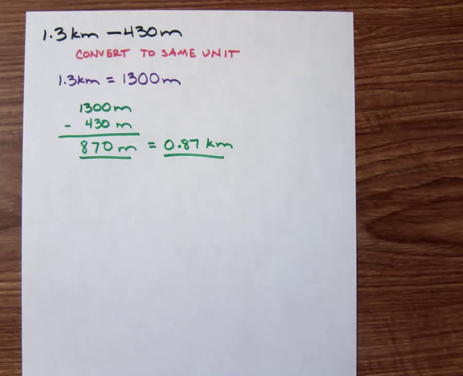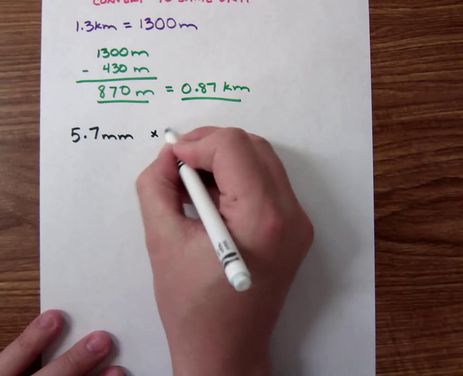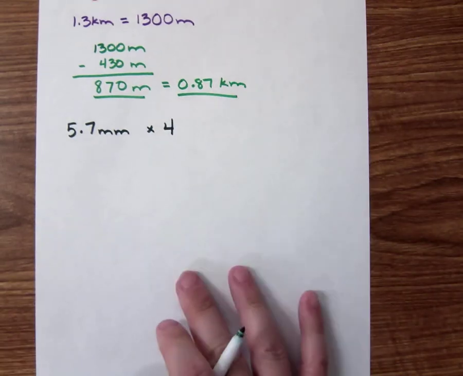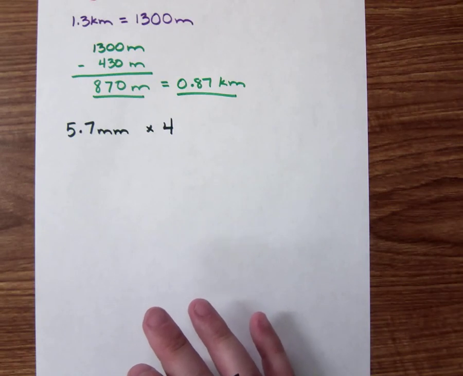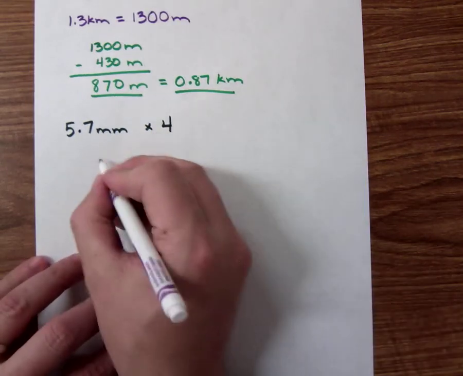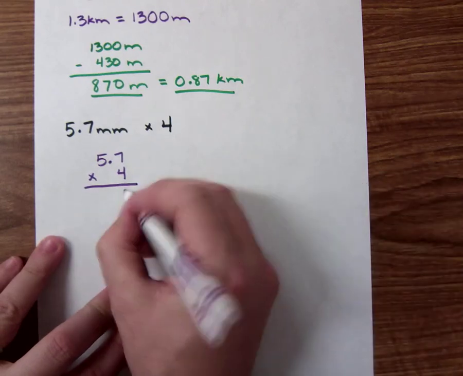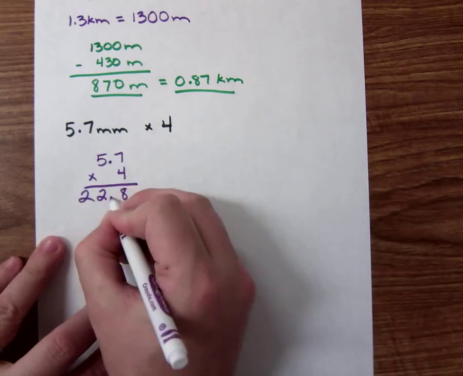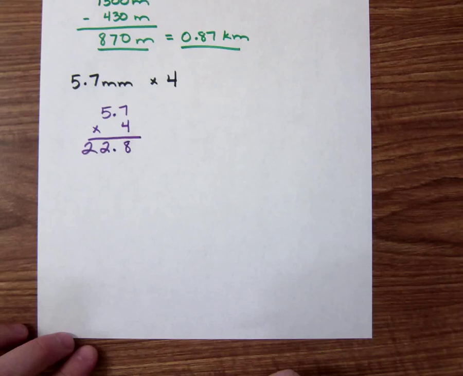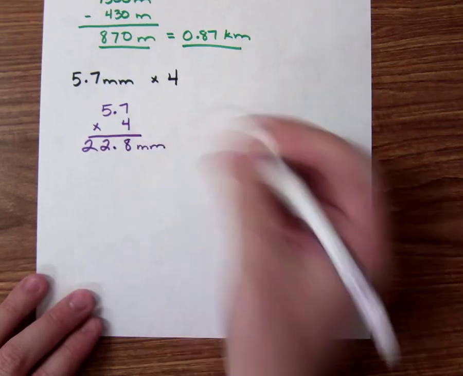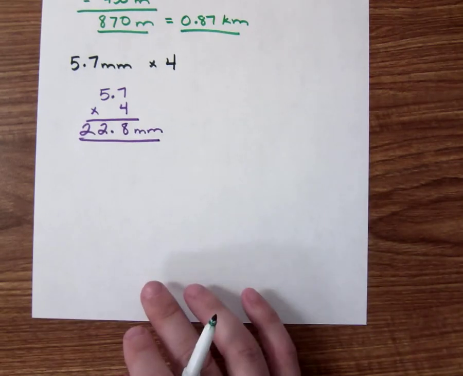I've got good news about multiplication. With multiplication, I don't have to worry about converting units. I do 5.7 times 4, and the answer is in millimeters. That's nice. So 22.8 is what I get when I do 5.7 times 4, and the answer is in millimeters. So that one's much easier. When you multiply by a number, you don't have to worry about units.